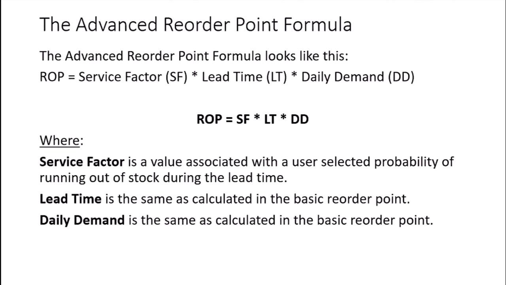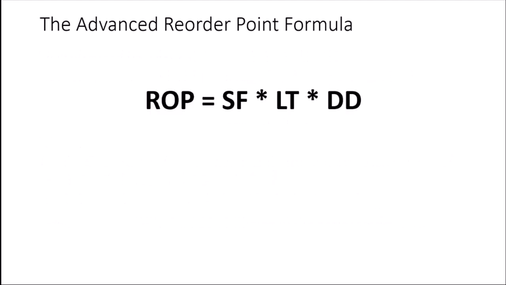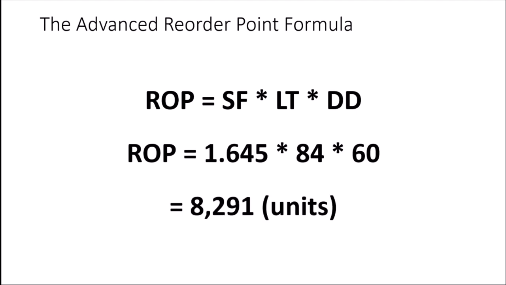So how does this look with numbers? Well, the good news is it looks really simple. Again, advanced reorder point equals the service factor times the lead time times the daily demand. And in this case, we have a service factor of 1.645 because we chose a service level of 95%, multiplied by 84 days times 60 units per day. That gives us 8,291 units, which means, more or less, when you get to about 8,300 units combined between your warehouse and distribution center, or just your aggregate number of units total that are available for sale, you need to make another order.